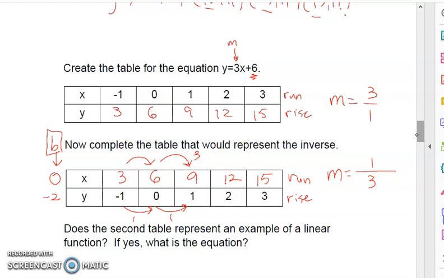So they're reciprocals of each other. So the equation would be y is equal to 1/3 x plus -2, or y equals 1/3 x minus 2.